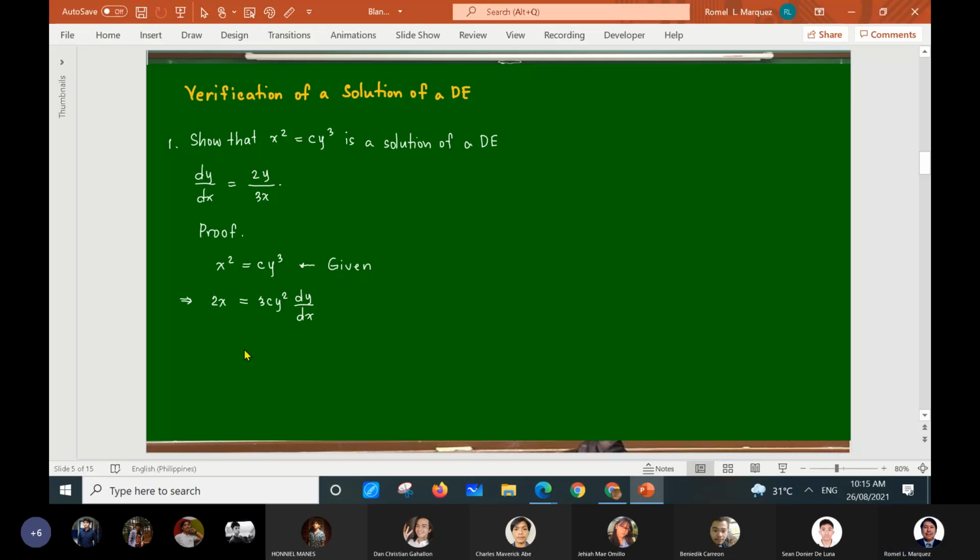From here, we're going to solve for C. Solving for C, we get what, guys? So let's solve for C from equation 1. From the given, let's call this equation 1, and this is equation 2. Okay? So from equation 1, what is the value of C, guys? C is equal to x squared over y cubed. Okay? Very good.